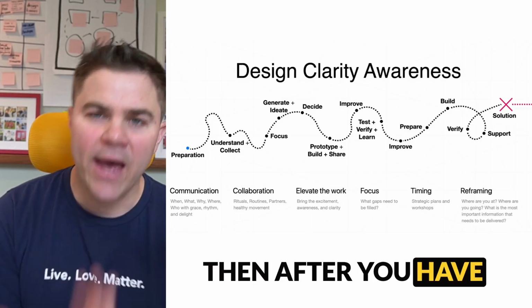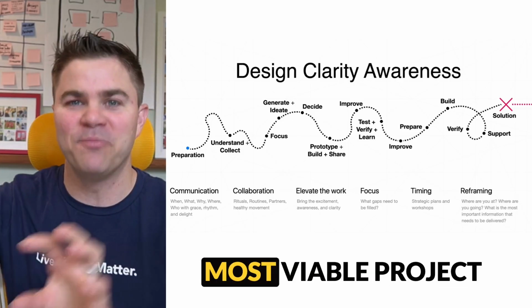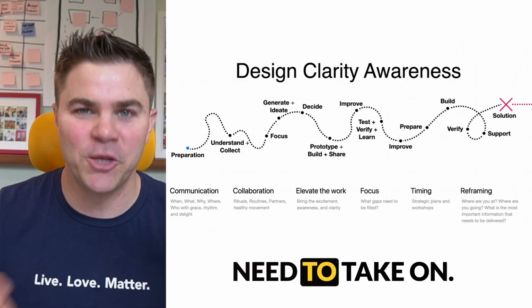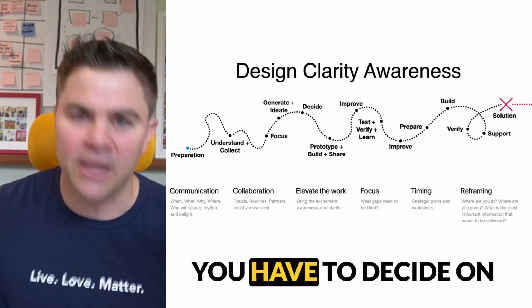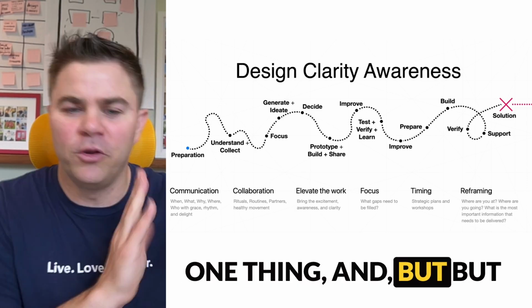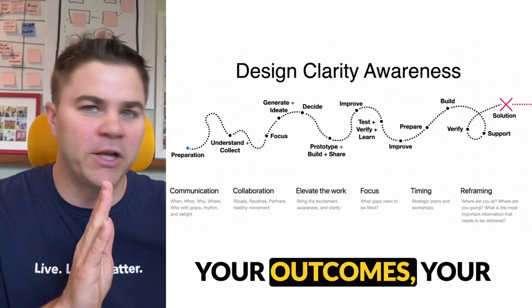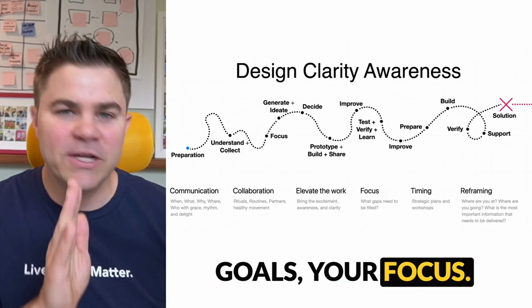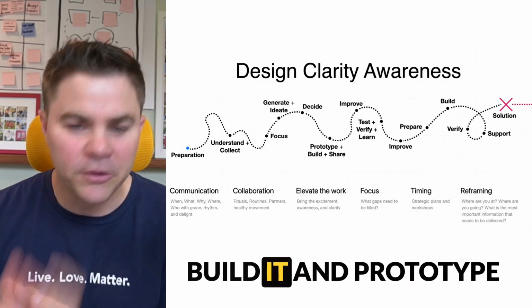And then after you have those things, you're deciding on which thing is the most viable project or thing that you need to take on. You're deciding. You have to make a decision. Can't do everything. You have to decide on one thing. But you've taken the attempt, you've researched, you've understood what the project's about, you understand your outcomes, your goals, your focus, generating ideas. Now you're deciding on what it is. Then you build it and prototype it.